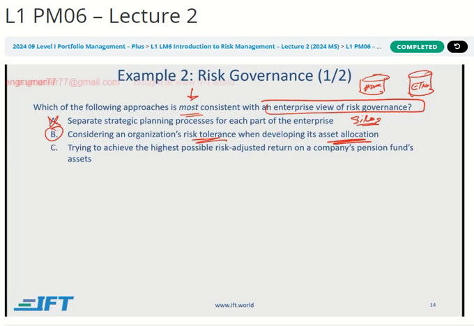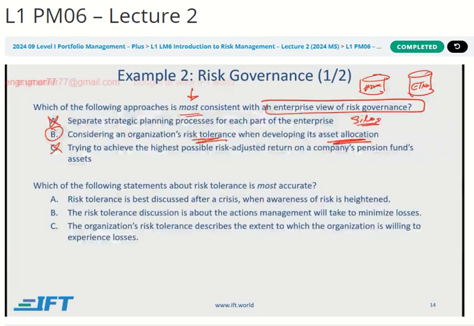So let's read C. Trying to achieve the highest possible risk adjusted return on a company's pension fund assets. So that's definitely wrong, right? That's definitely wrong, because we're not considering the liabilities, which is something you have to do when you talk about enterprise view. So just by process of elimination, we can say C is definitely wrong and A is also wrong, especially with respect to enterprise risk management. So B is just the generally correct statement.